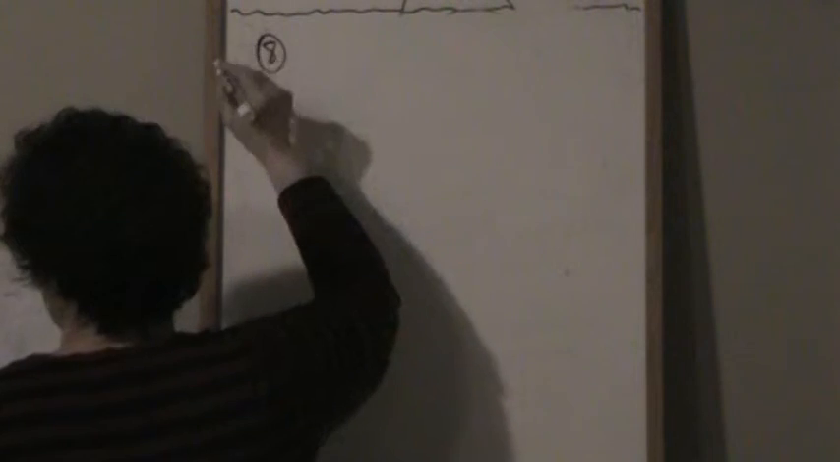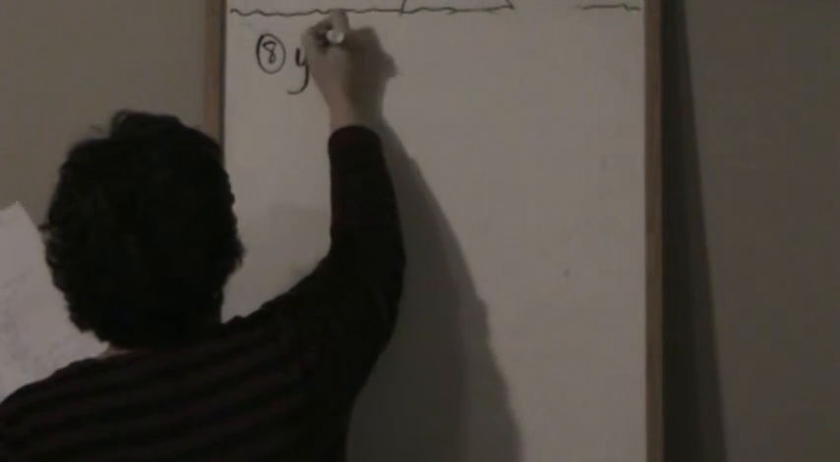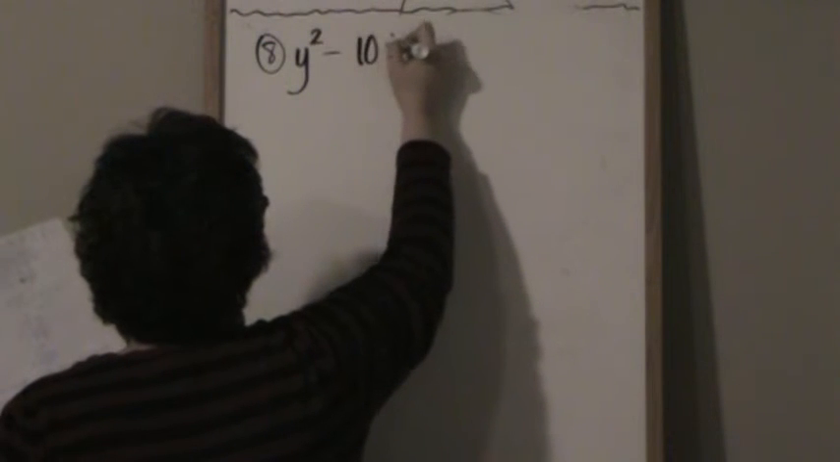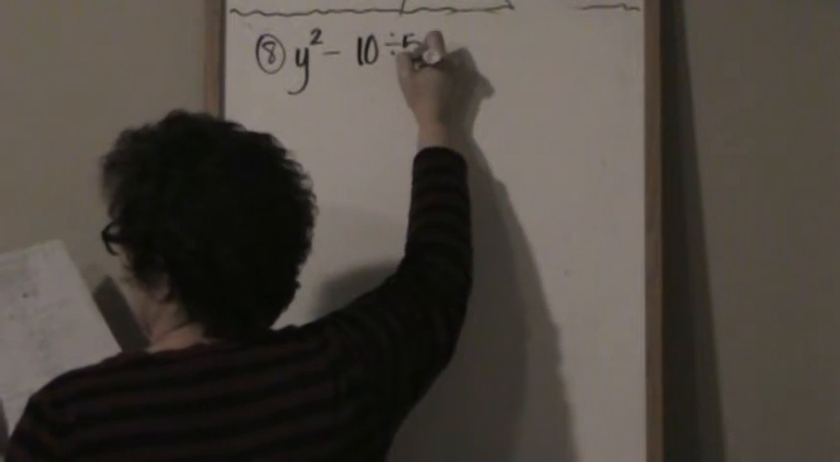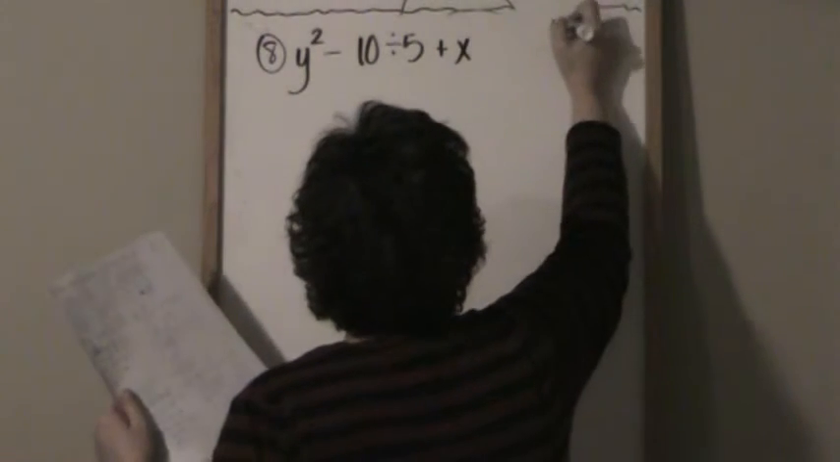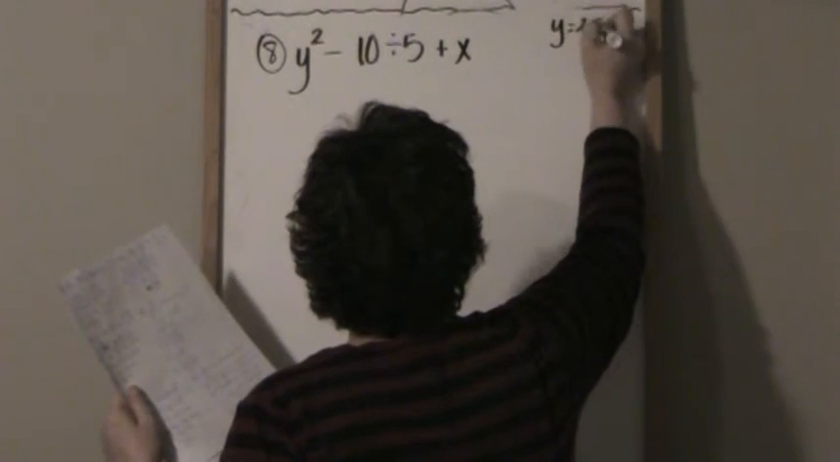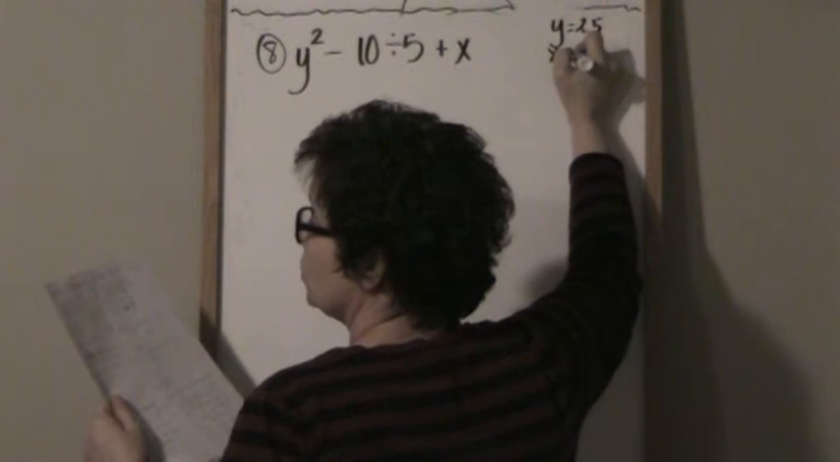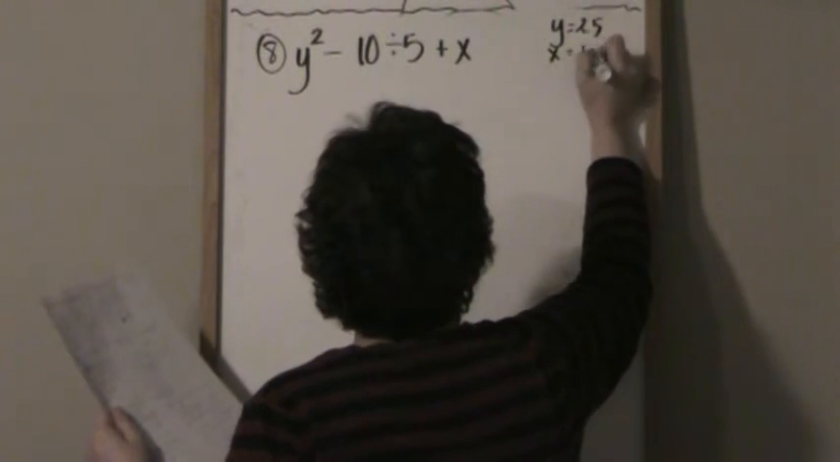Sorry. Okay, number 8. Here we go. All right. Y to the second power minus 10 divided by 5 plus x. Y is equal to 2.5 and x is equal to 4.